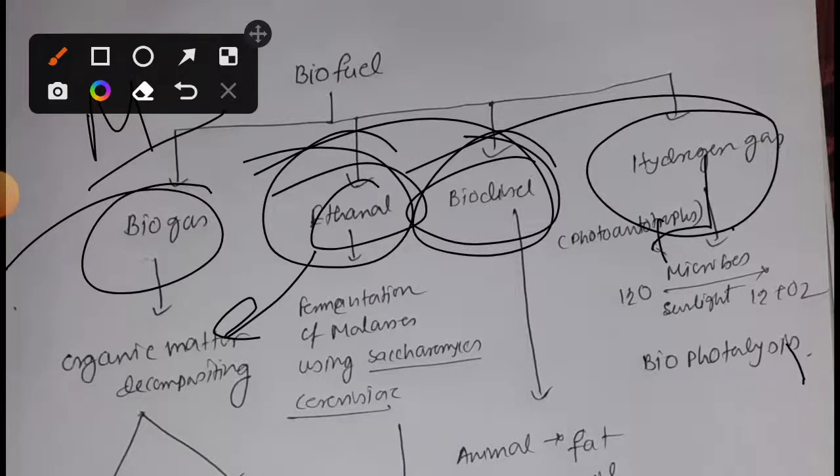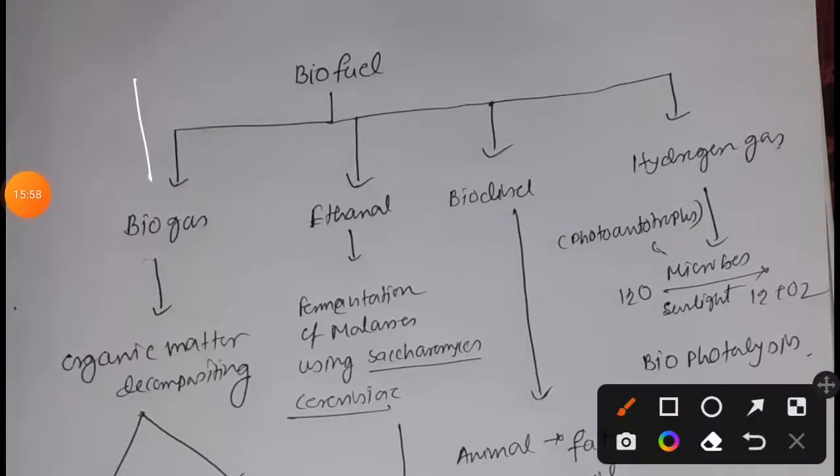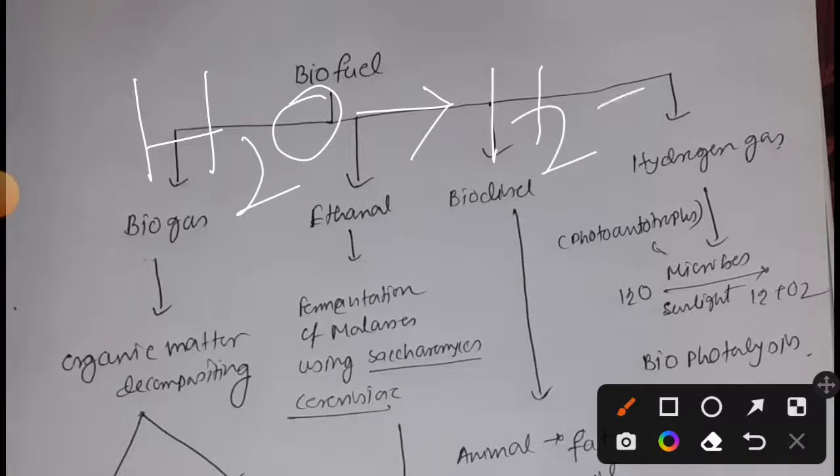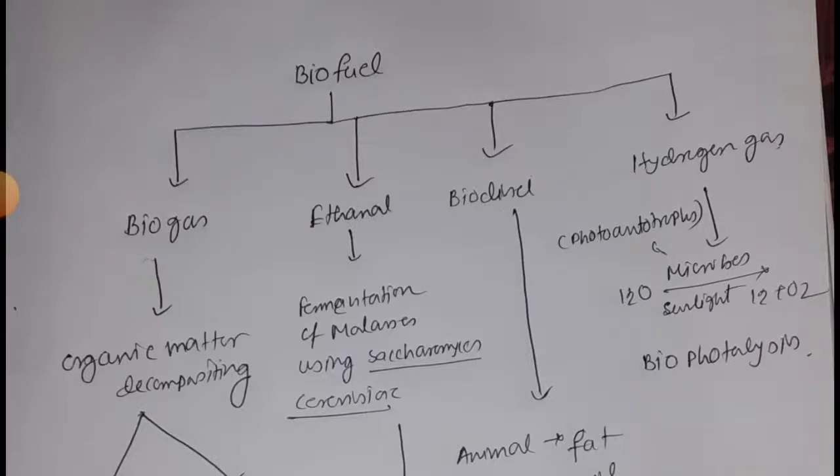So how is hydrogen gas obtained? Hydrogen gas is obtained with the help of a process called biophotolysis. Okay, where we are simply isolating the molecular hydrogen from water, in presence of photoautotrophic bacteria. Okay, and also in presence of sunlight, this molecular hydrogen will be used as hydrogen gas.